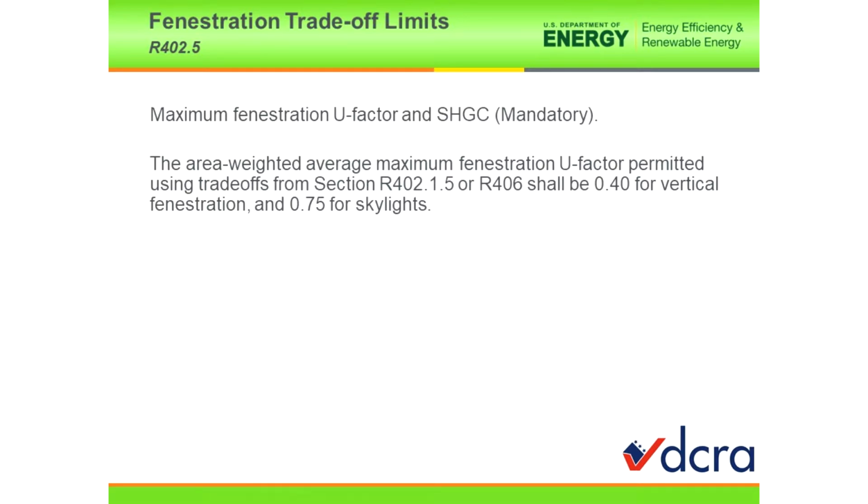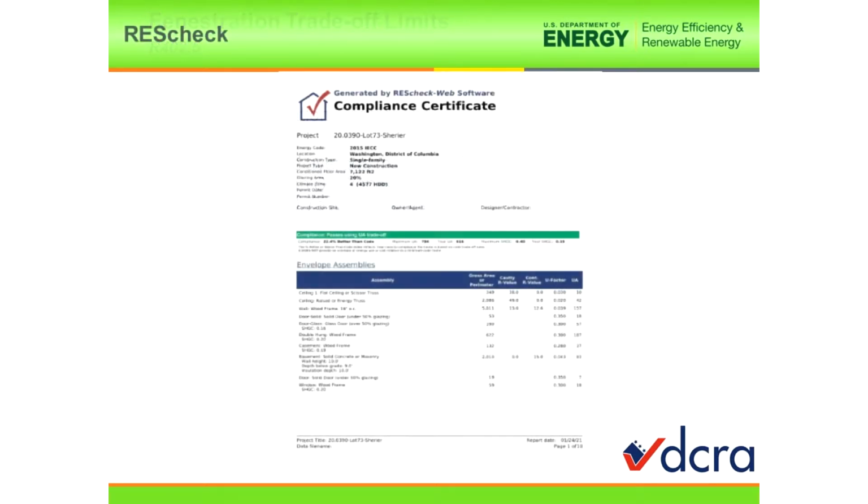All right. Now, we're talking about trade-offs, and it says the maximum fenestration U value and SHGC are mandatory. And we're still talking about mandatory requirements here. So the area-weighted average maximum fenestration U factor permitted using trade-offs from section R402.1.5 or R406 shall be 0.40 for vertical fenestration and 0.75 for skylights. Now, REScheck is that particular program or software that you guys use for trade-offs, right?